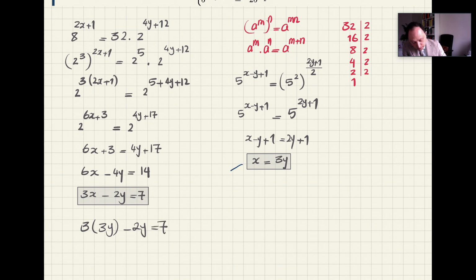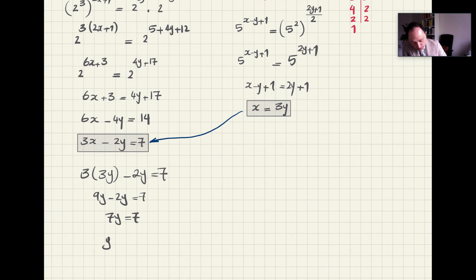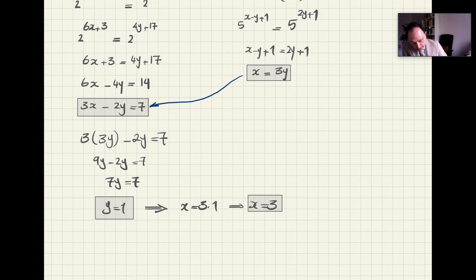So let me for the future tell you that I'm putting it here. And then it becomes 9y minus 2y is equal to 7. 7y is equal to 7. And then y becomes equal to 1. And then when y becomes equal to 1, I can put it back here and I find my x. So x is equal to 3 times 1. So this means that x is equal to 3. So the answer to this problem, as Kajal said actually correctly, is these numbers.